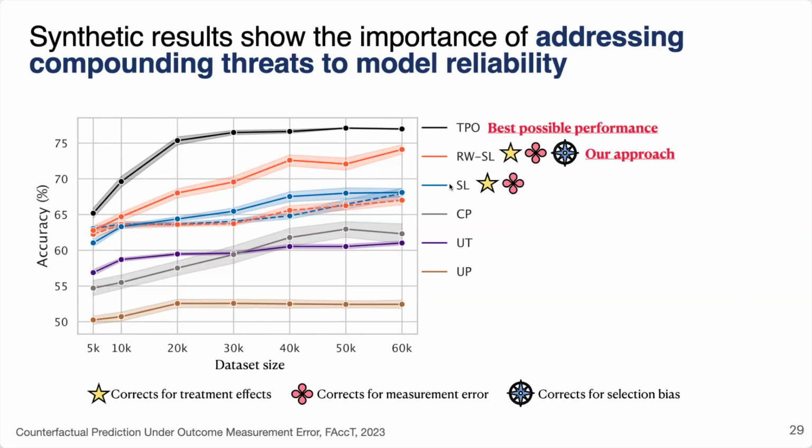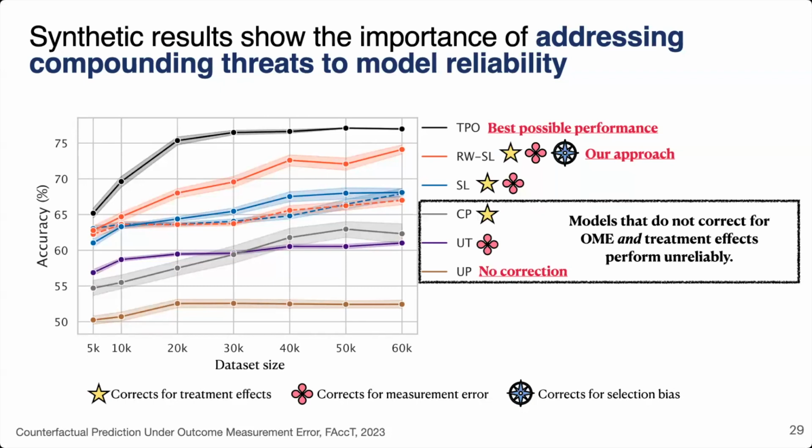The next set of lines here in blue is the setting where we don't apply any reweighting, but we do apply the measurement error correction, and we also correctly minimize this as a conditional outcome function. So we correct for treatment effects and measurement error, but we don't correct for selection bias. And you can see that we have a higher performance improvement from our approach that adds reweighting when we know the weights exactly, but when we don't know the weights here, we can see that the two approaches perform about the same. And additionally, these two approaches are basically just correcting for treatment effects or measurement error or applying no correction at all. And really the key takeaway here is that models that don't correct for measurement error and treatment effects perform quite unreliably across all settings.